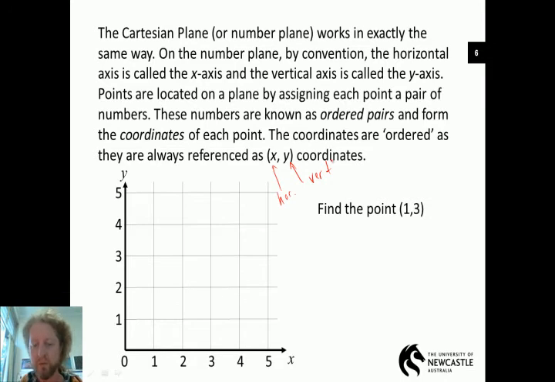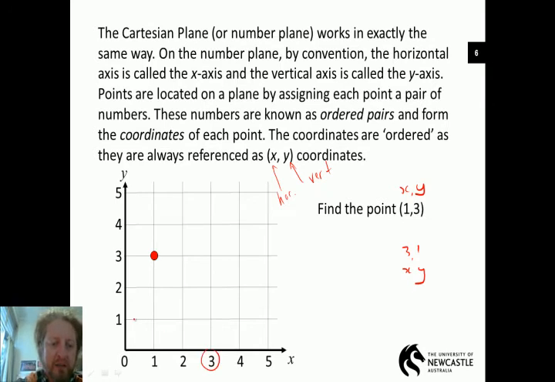So if I'm trying to find the point 1, 3, well, first I'll say horizontally there's 1, vertically there's 3, and clearly the point I want is where they intersect. I don't have to write in my grid lines as long as it makes sense that that is the point 1, 3, which is different to the point 3, 1, because again the point 1, 3 was an x and then a y. The point 3, 1 would be an x of 3 and then a y of 1.